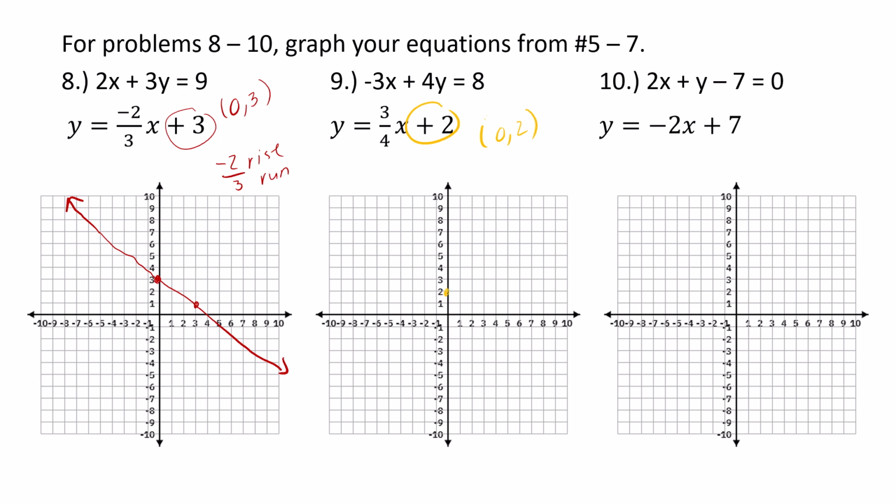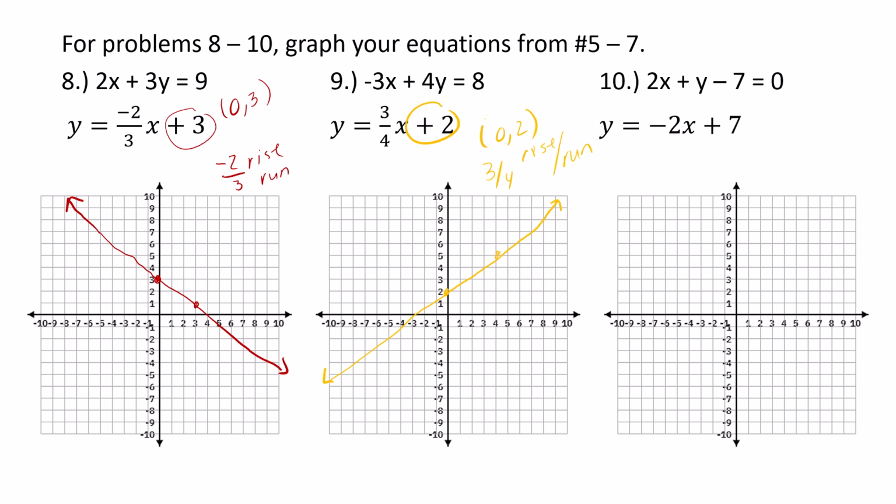And my slope now is 3/4. So my rise is 3, my run is 4. Starting at my y-intercept, I'm going to count up 1, 2, 3, and over 1, 2, 3, 4, and find me another point. 1, 2, 3, 1, 2, 3, 4. Hopefully I counted right the second time. Something like that. There we go.